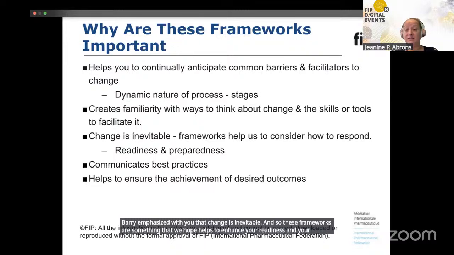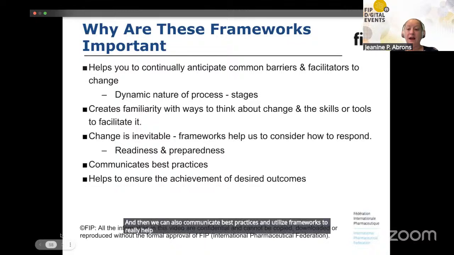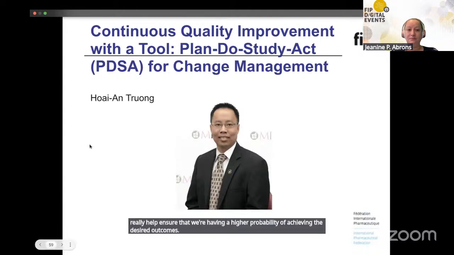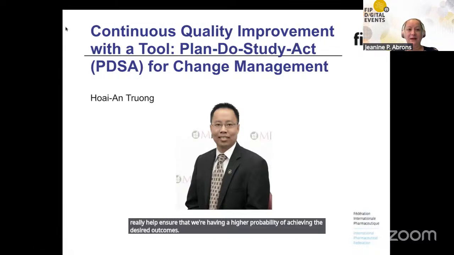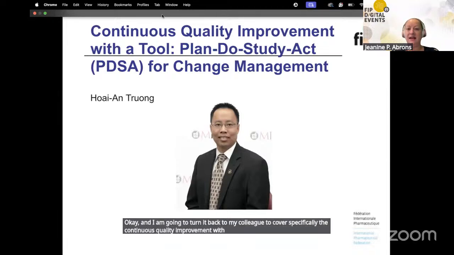You can use those readiness rulers on yourself to say, how ready am I to make a change within the profession? And then we can also communicate best practices and utilize frameworks to really help ensure that we're having a higher probability of achieving the desired outcomes. Okay, and I am going to turn it back to my colleague to cover specifically the continuous quality improvement tool and the Plan, Do, Study, Act for change management. So Hoyan, I'll turn it over.